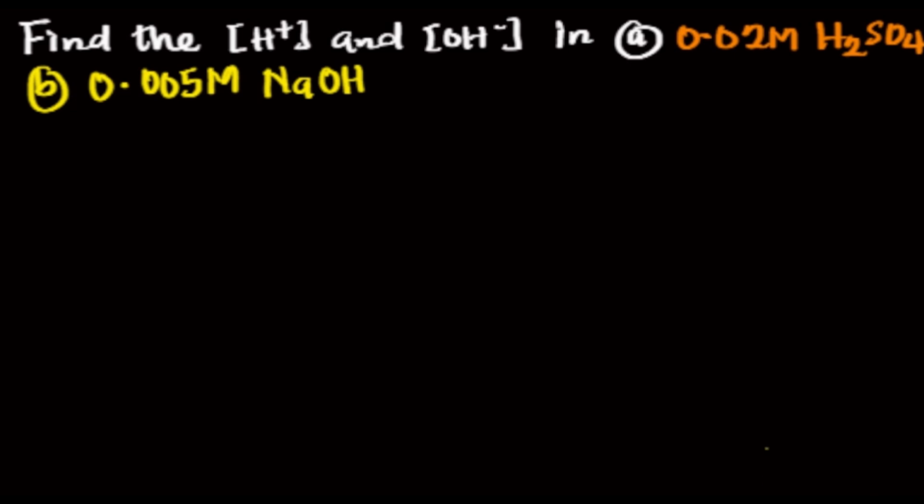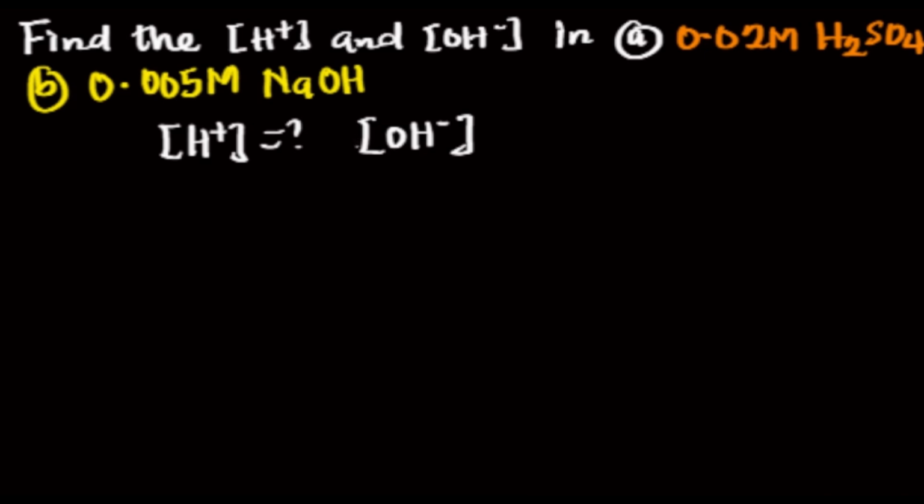This is going to be the last question I'm going to solve under pH. Find the hydrogen ion and hydroxide ion concentrations in 0.02 molar H2SO4 and also 0.005 molar NaOH. First thing is just for us to listen to the instruction. What are we asked to find? We are asked to find the concentration of hydrogen ion, right? And also that of hydroxide ion, right? And we are given this concentration. So that's what we are given.